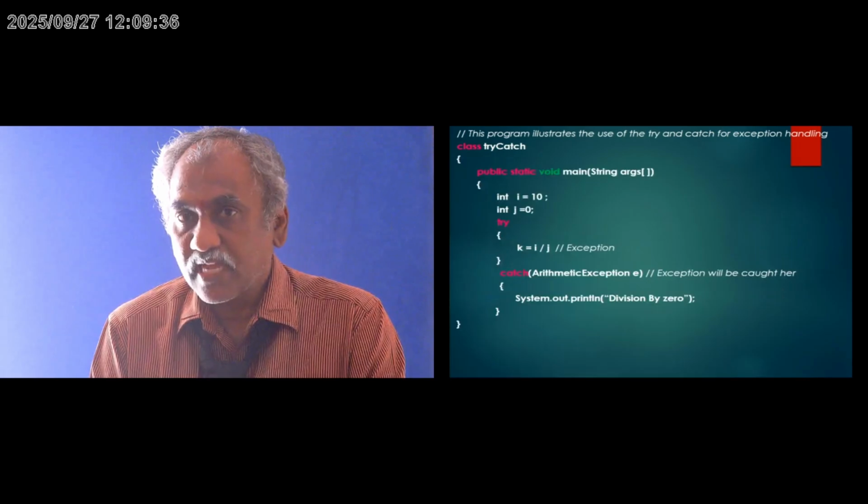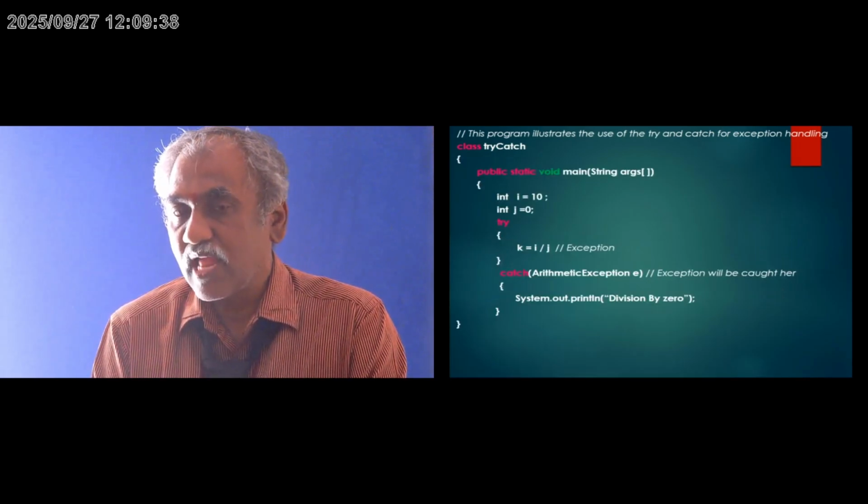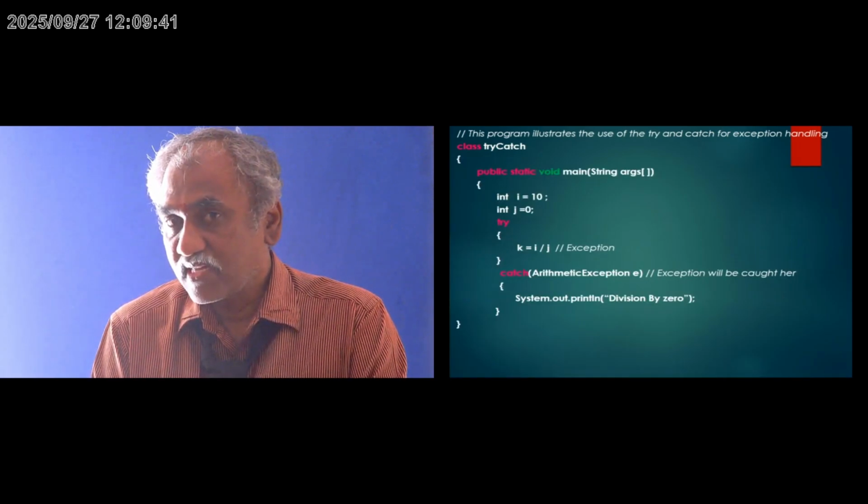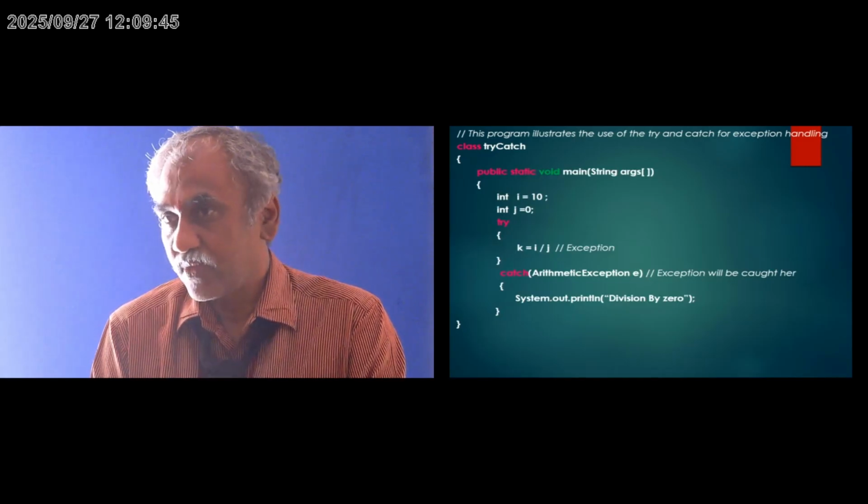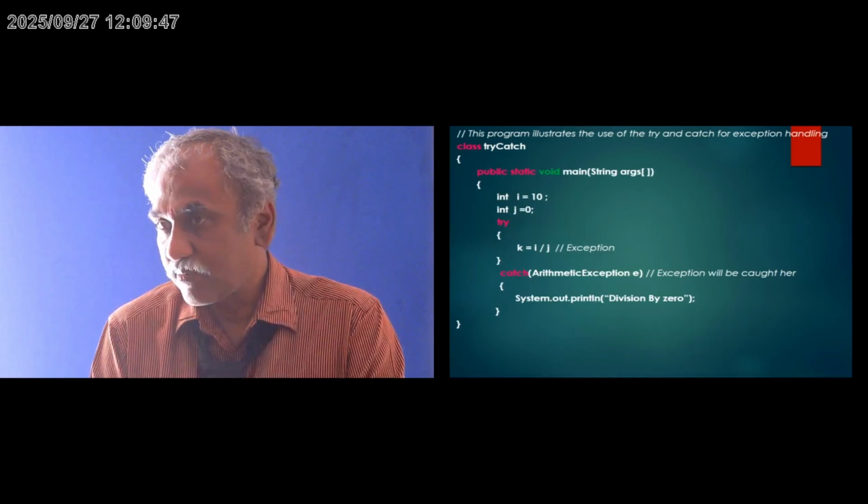And with the help of the try and the catch block, I am writing this code. What will happen then? You are going to divide the number. So 10 by 0 will produce a division by zero error. The program is okay at compilation time, but it will simply produce a runtime error.